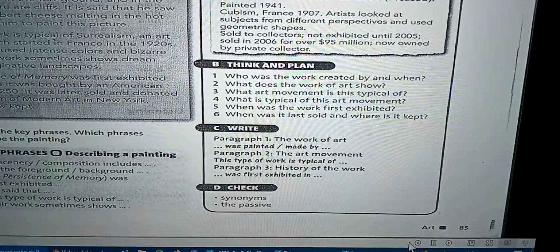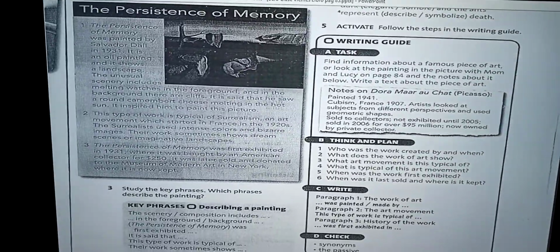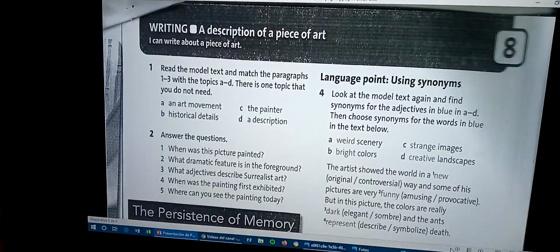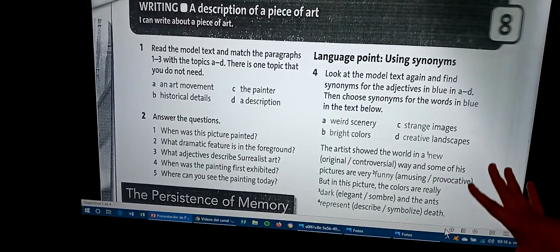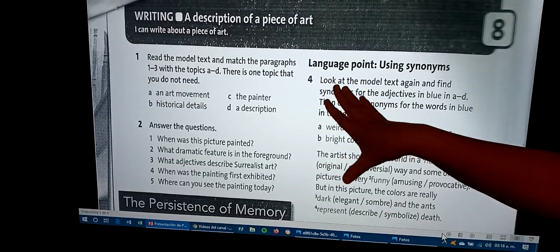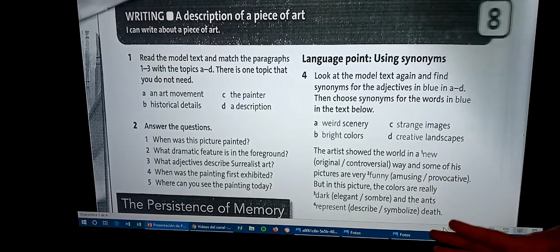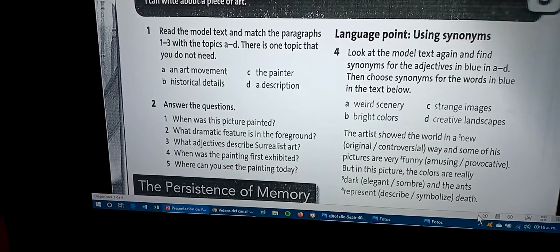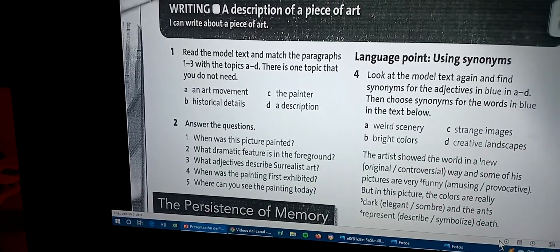A, test. B, think and plan. C, grade. And D, check, point number 1, synonyms, and point number 2, passive. Okay, this is the grading and description of a piece of art. You need to grade in the laboratory, activity number 1 and then activity number 2. Activity number 1: read the model test and match paragraphs 1 and 3 with the topics A to D. There is one topic that you do not need. And number 2 is to answer the questions.